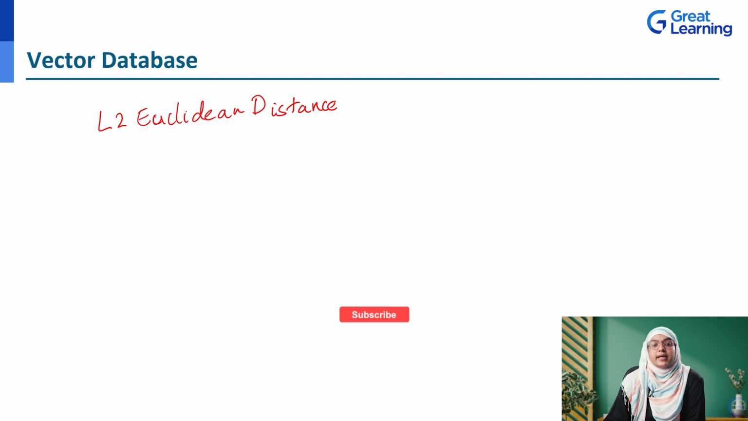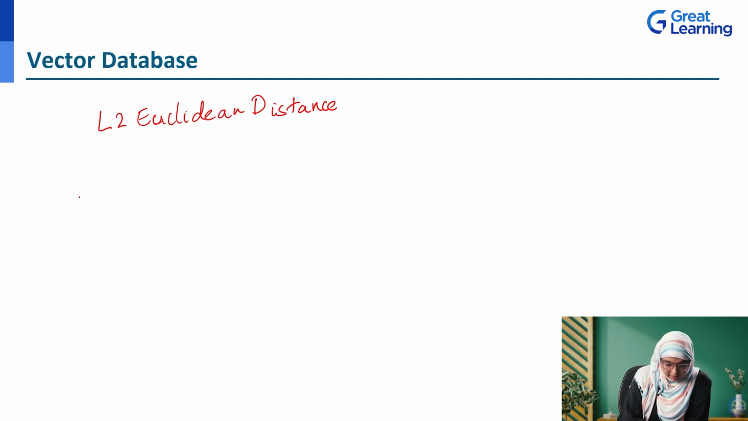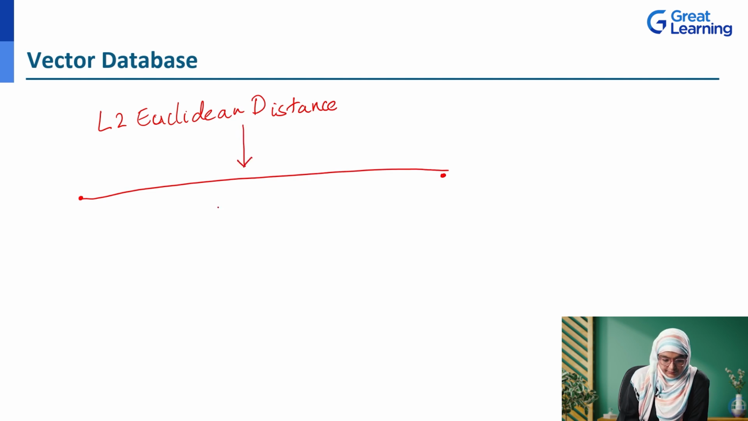Euclidean distance. So what exactly is it? It is a way to measure how far apart two points are in a space made up of numbers. Imagine you have two dots on a piece of paper, and you draw a straight line between them. This is nothing but your L2 Euclidean distance. It helps us figure out how similar or different two things are. The shorter the line, the more similar the images are.